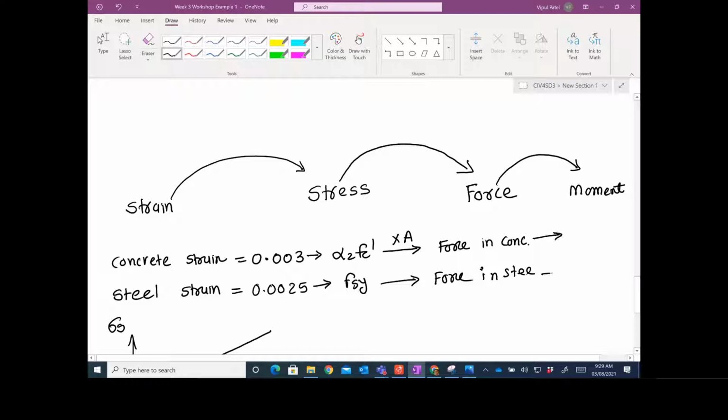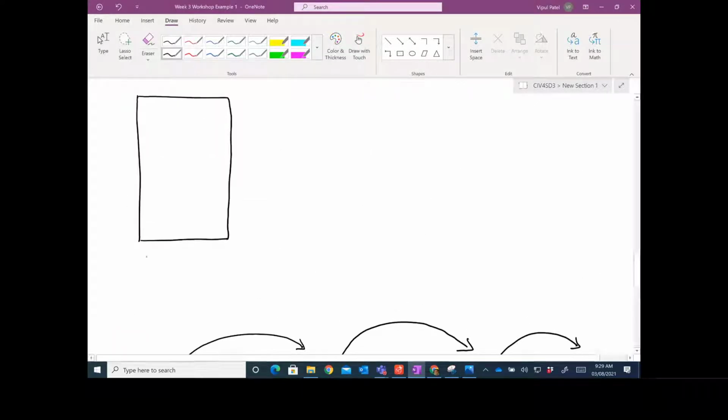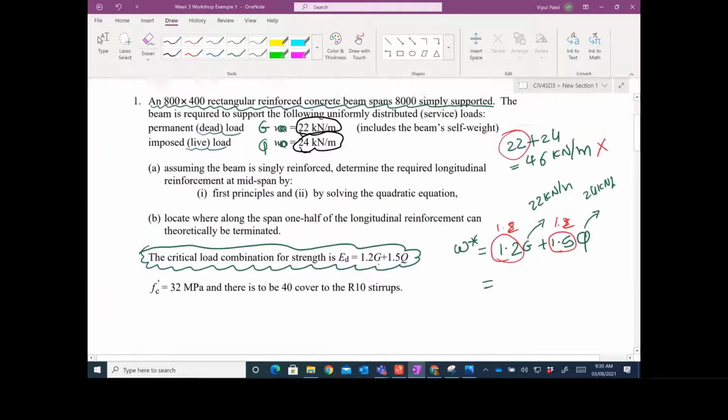How are we going to get the moments? We just multiply by lever arm Z. So that will give you ultimate moment for both cases. Right? I hope you understand the whole picture. Now let's put these details in our figure. 400 millimeters is given to us. 800 millimeters is given to us. What other details are given from our example?